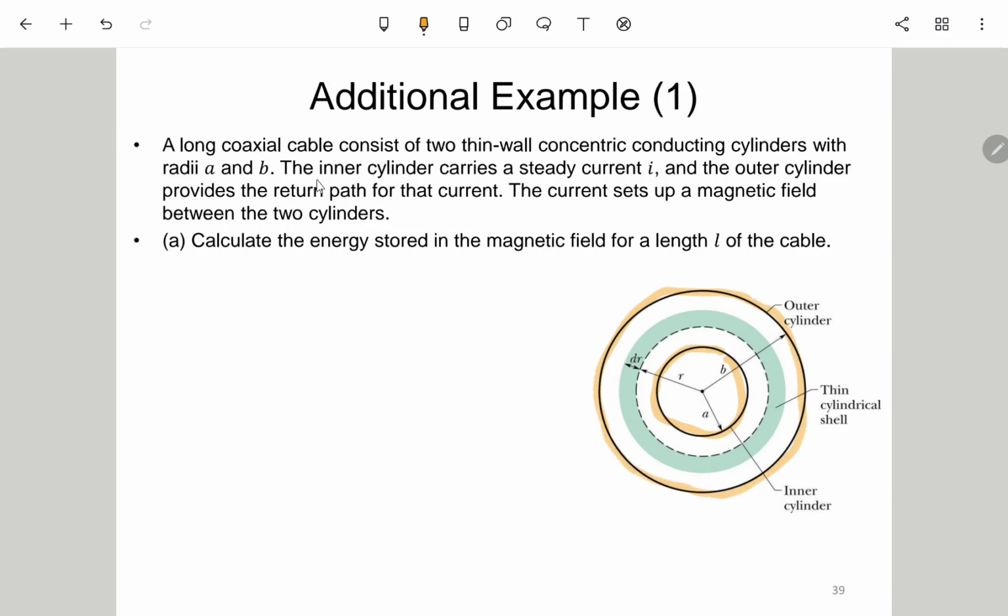Okay, so the inner cylinder carries a static current I, and the outer cylinder provides the return path for the current. Okay, the current sets up a B field between the two cylinders. Calculate the energy stored in the B field for the length L of the cable.